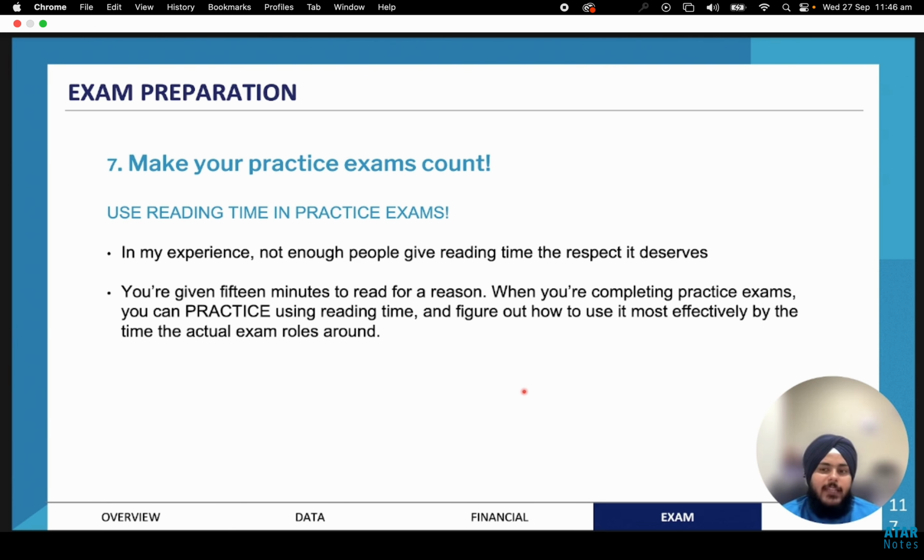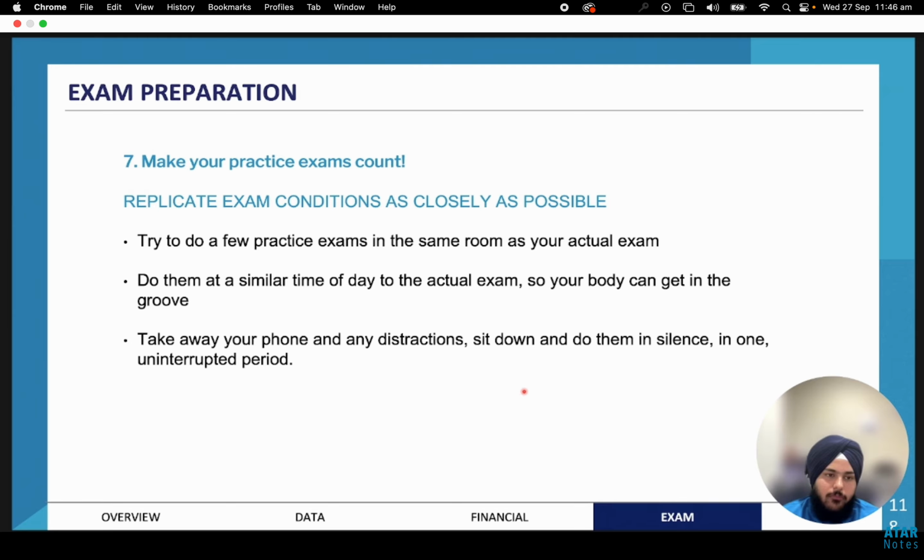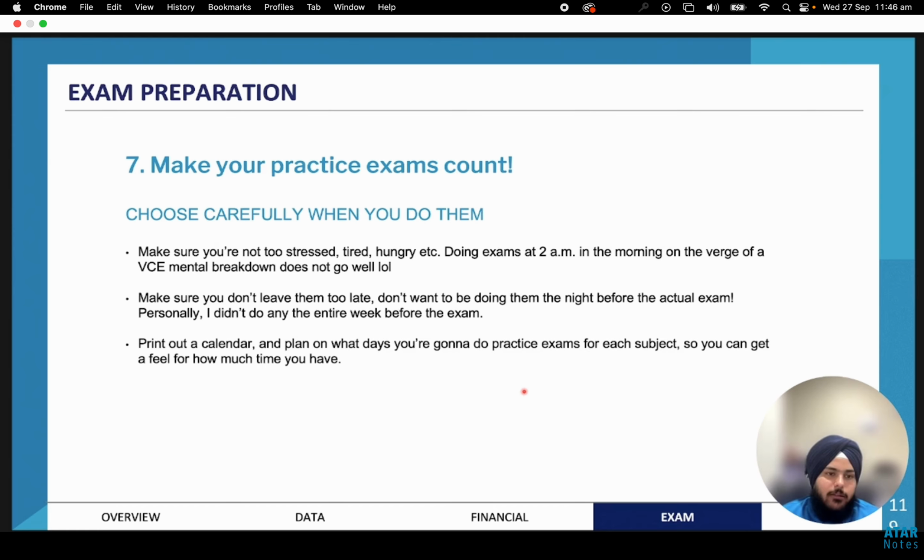And do the exams under timed conditions and exam conditions if you can. Obviously, the first few that you're going to do are probably not going to be 100% under timed conditions, but slowly you should start getting into that rhythm of doing them under timed conditions. And choose carefully when you do them.